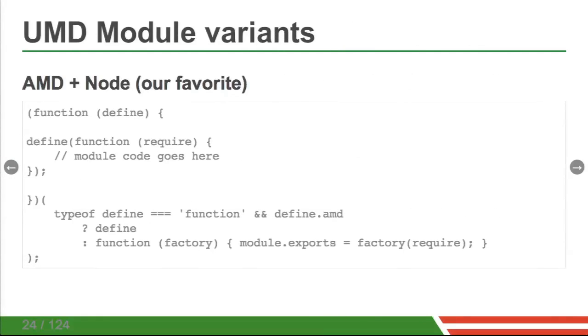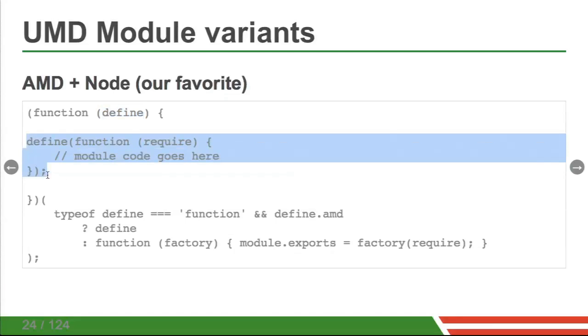So this is our favorite right here, using the AMD plus Node. And again, it's not just Node. It'll run in Ringo. It'll run in several other environments that have the Node extensions. And basically, here's what it looks like. We basically just have a closure, and then we're going to inject a define function into this closure. So then our module in here looks exactly like AMD.